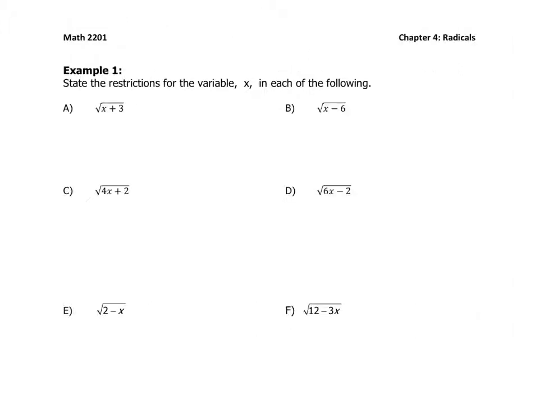So for the first example, we're asked to state the restrictions for the variable x in each of the following. So for the first one here, the expression under the root sign is x plus 3. So we would need x plus 3 to be greater than or equal to 0, which means x would have to be greater than or equal to negative 3 if we solve that inequality for x. The second one, we need the expression under the root sign, x minus 6, to be greater than or equal to 0 in order for that to be defined, which means x has to be greater than or equal to 6.